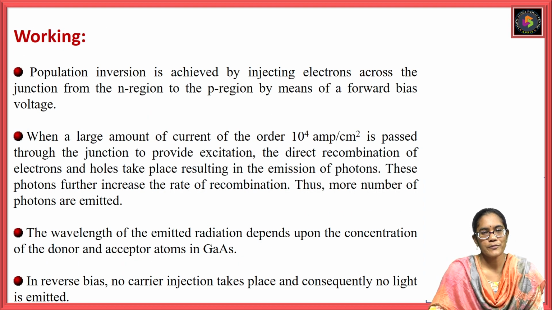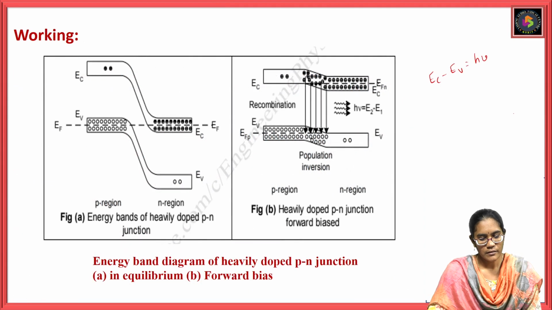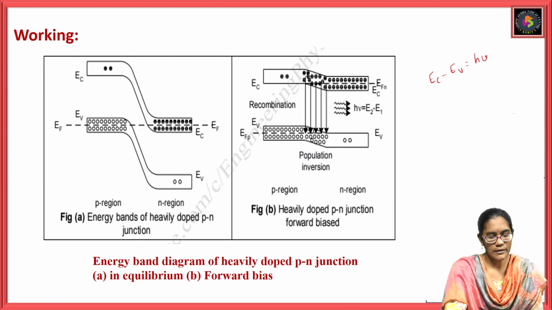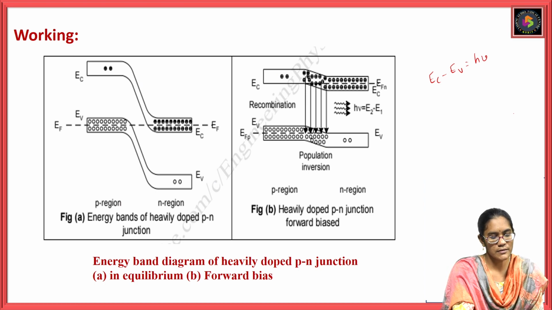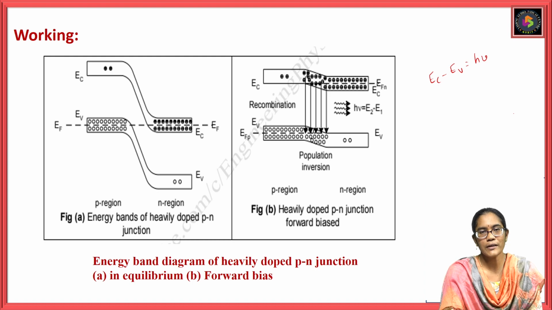Coming to the working of the semiconductor diode laser, I will explain this working with the energy band diagram of a PN junction diode. Here figure A represents the energy band diagram for the PN junction diode when it is in equilibrium state. Figure B represents the heavily doped PN junction diode when it is connected in forward biased condition.